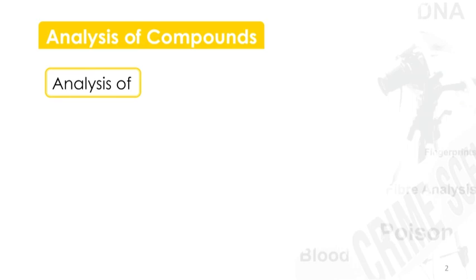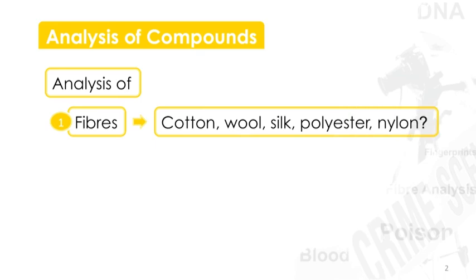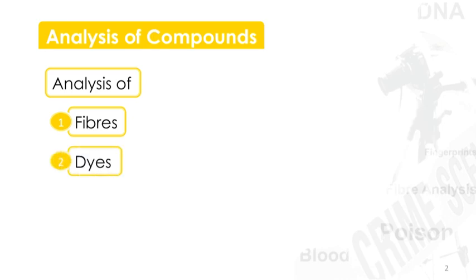Well, as you'll see in the lecture on fibers later, one of the important things you need to do when you have a fiber sample is to determine what that fiber is made of. So you have to analyze the compounds that make up the fiber in order to identify it. In addition, because most fibers are colored, you might want to analyze the dye to find out what compounds are present in the dye.